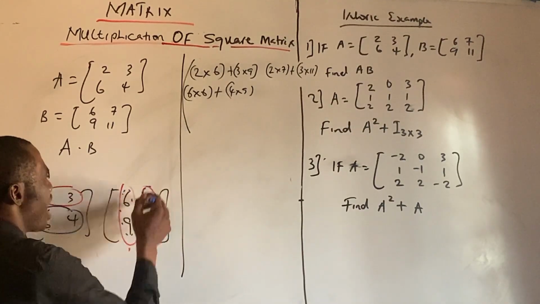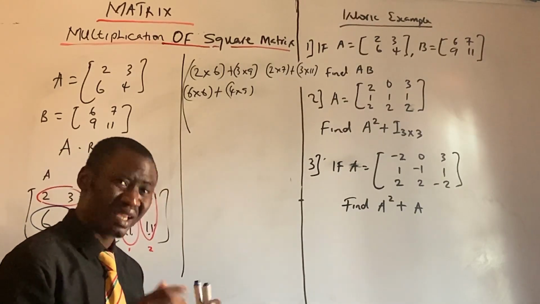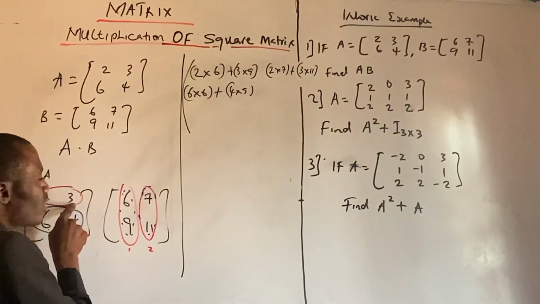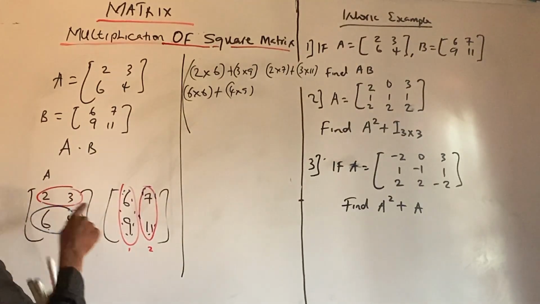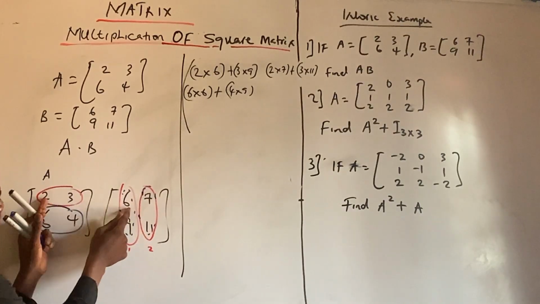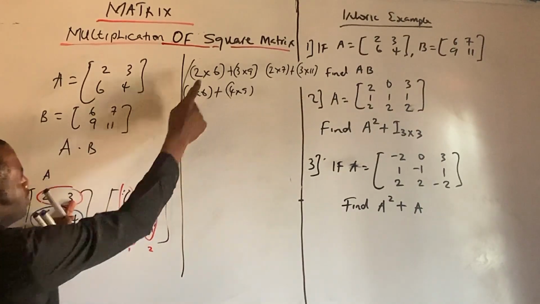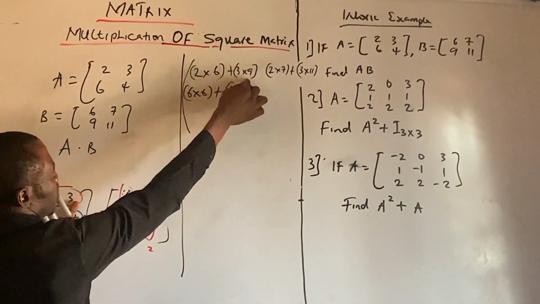If you don't know how we got this, you can rewind the video and see the way I'm solving it. Let me take it again so that you can understand. The elements in the red circle are multiplying everything here. So that 2 will multiply 6, 3 will multiply 9. 2 times 6, 3 times 9. You add it up: 2 times 6 plus 3 times 9.